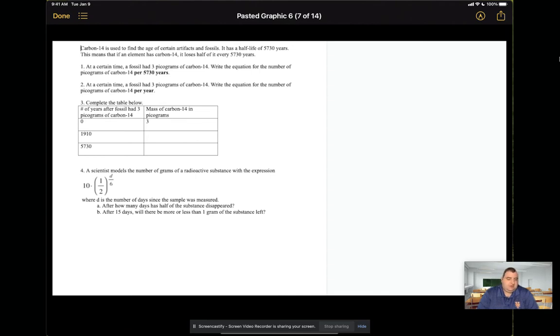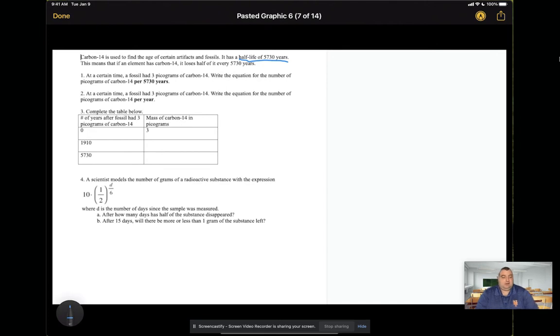Carbon-14 is used to find the age of certain artifacts and fossils. It has a half-life of 5,730 years. This means that if an element has carbon-14, it loses half of it every 5,730 years.